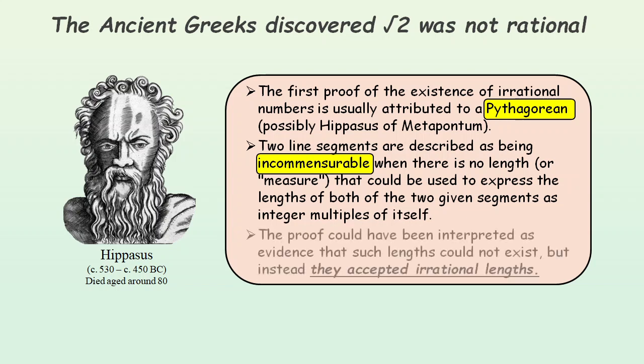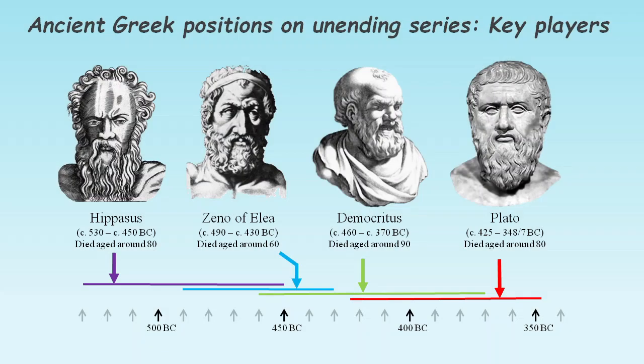The proof could have been interpreted as evidence that such lengths can't exist, especially because the Pythagoreans wanted to believe that everything could be expressed in terms of rational values. But it seemed more reasonable to them to accept the existence of irrational lengths, and that this amazing information was previously only known by the gods. Another prominent Greek philosopher to talk about unending series was Zeno of Elea.